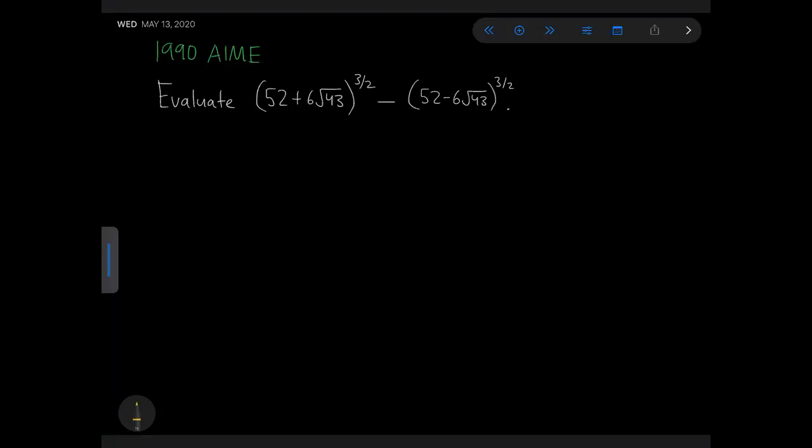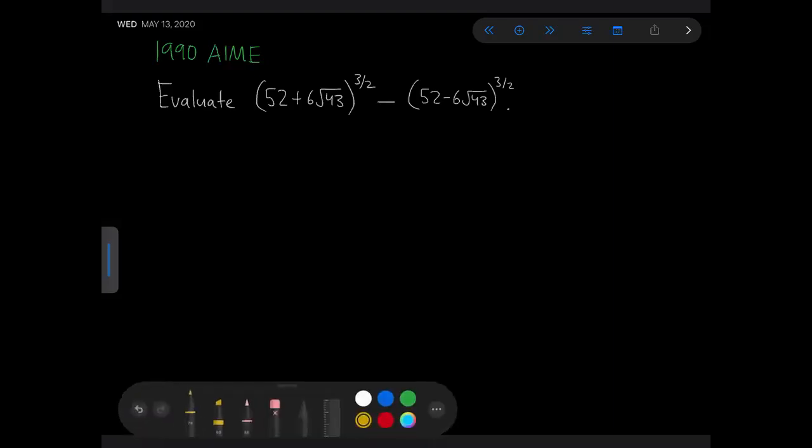All right, so I gave you some time. So we have this nasty 3/2 in the expression, right? So we can try to rewrite that. I think someone was PMing me about what that 3/2 means. It basically means the square root of the cube. So let's actually write it as a square root of the cube.